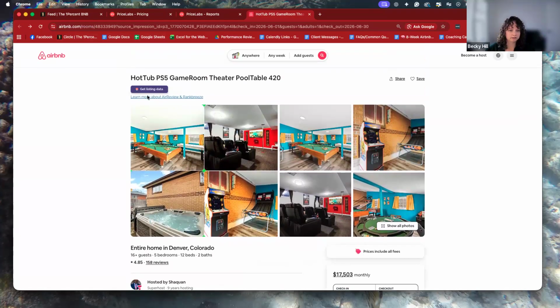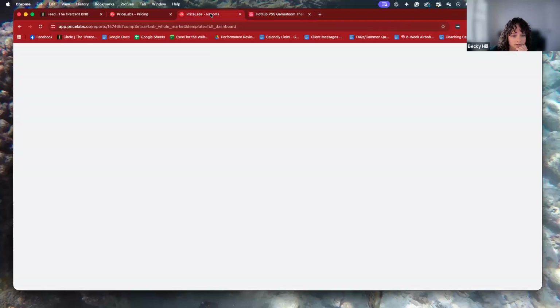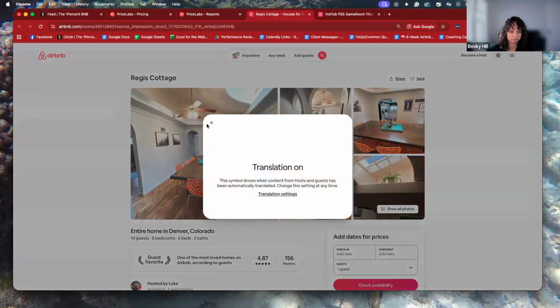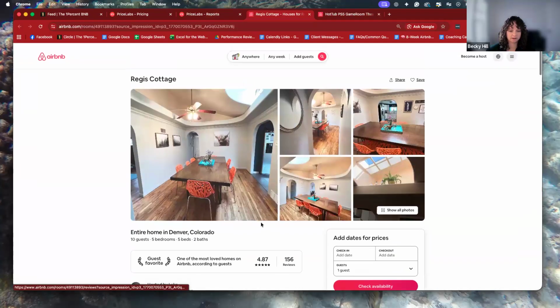So this property is a good comp. Sorry, I have the camera up. Okay, so then we go back. We're going to use that as a comp. And my goal is to find a minimum of, I would like to find 5 up to 10. So we're just going to keep going through.